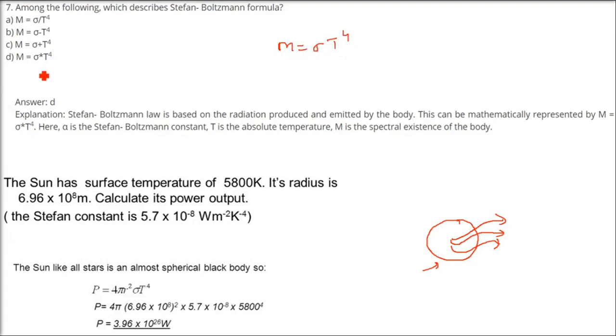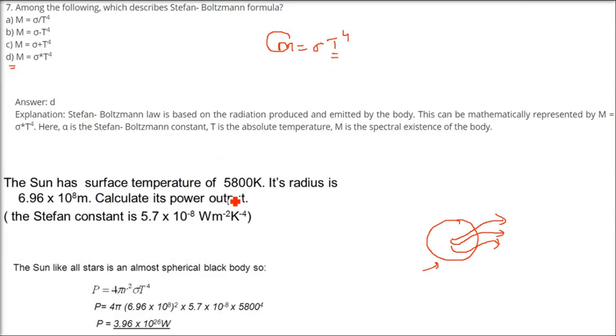M equals sigma T to the power 4. And here of course sigma is a constant. This one is the Boltzmann constant, T is the absolute temperature, and M is what? M is the spectral excitance of the body, how much it emits or the production that is there. I'll give an example to better understand this.